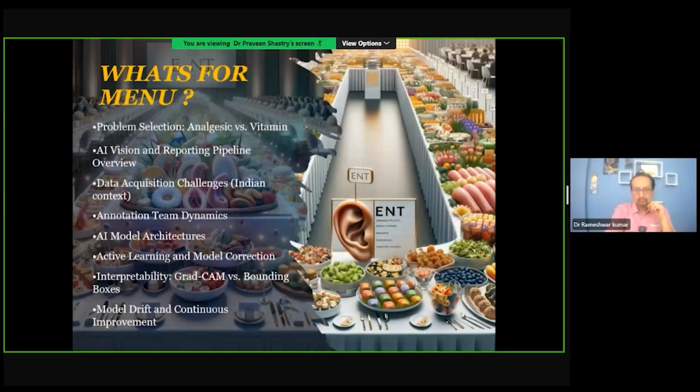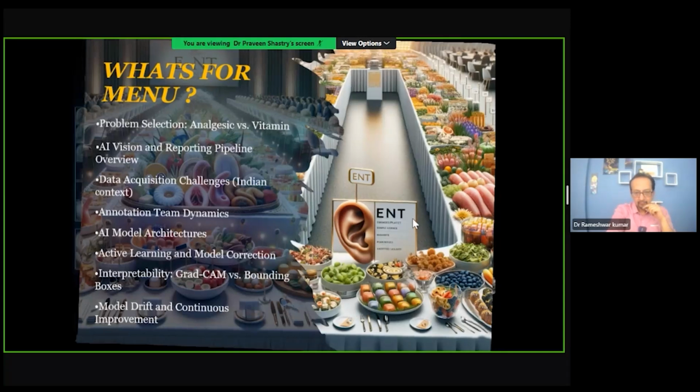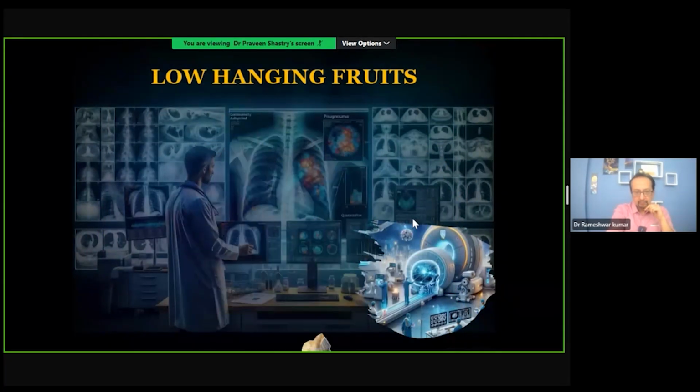defined. So data acquisition challenges that we faced and how did we circumvent that. Then annotation team, then the models per se, and active learning, model correction, finally interpretability as to how we see a model or how a data scientist sees it, and finally model drift and continuous improvements. So this is the overall outline of what is going to be discussed.